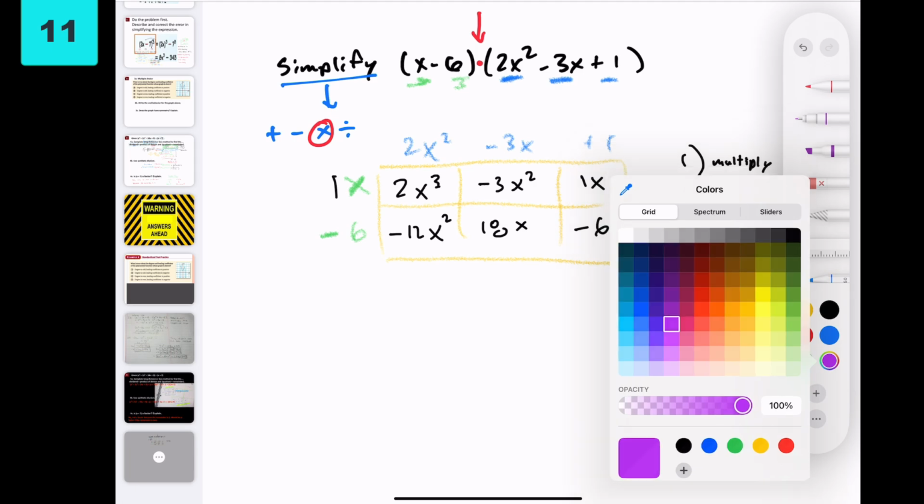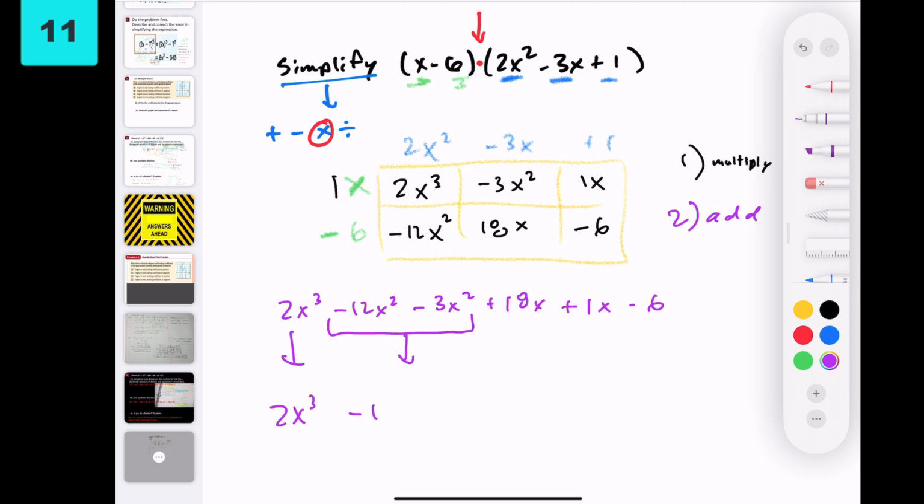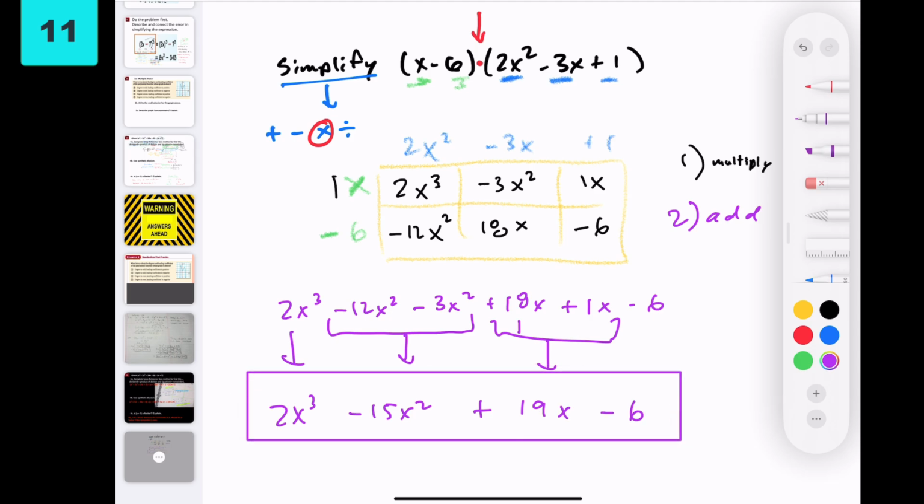Okay, now we're going to add. If you want to, you can just write all these terms out. So this one has no like terms, so 2x to the 3rd. These two are like terms, so you're going to have negative 15x squared. These two, 18 and 1, they'll give you positive 19x minus 6. Let's put a box around it. And that's our answer.